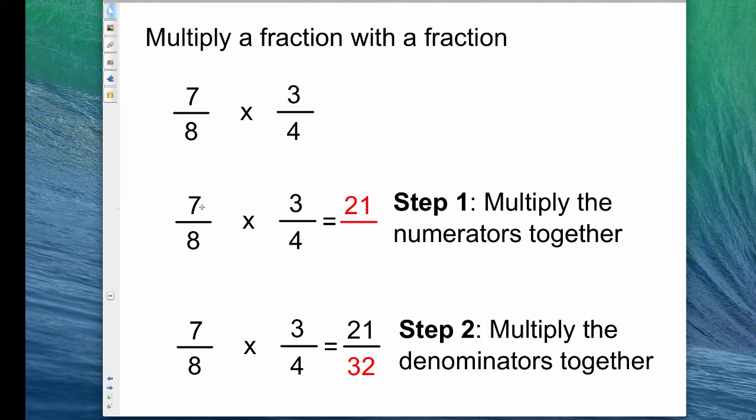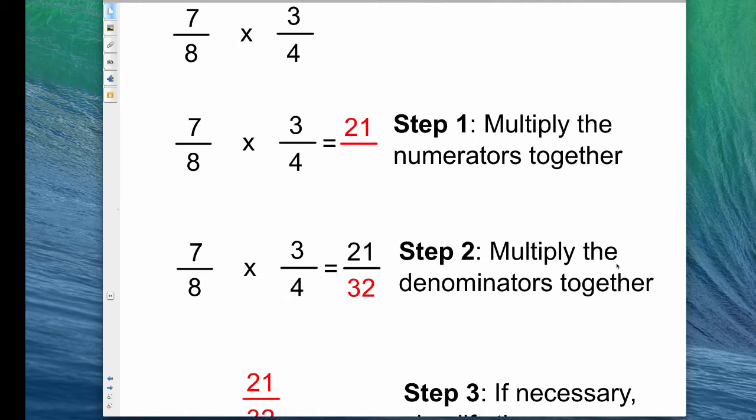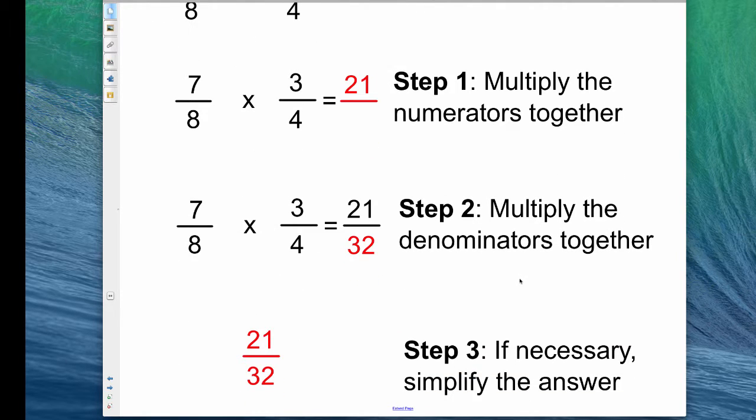So I do 7 times 3 gets me 21. Step 2 is to multiply the denominators together. 8 times 4 gets me 32. In this case, I don't have an improper fraction, so I can just check to see if my answer needs simplified. In this case, 21 and 32 don't have any factors in common besides 1, so they're already in simplest form, and my answer is 21 over 32.